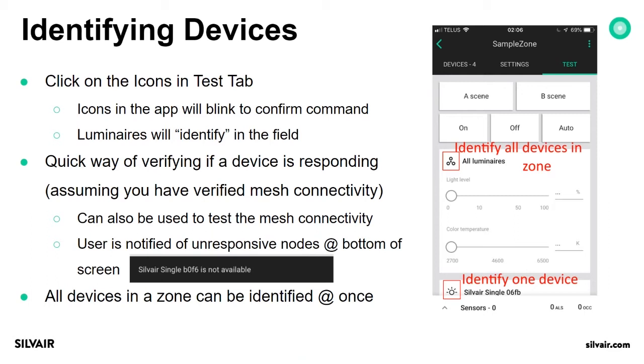And of course, all devices in a zone can be identified at once just by using either scenes or on and off functionality. On the picture on the right, you can see a number of sensors, ALS and occupancy.